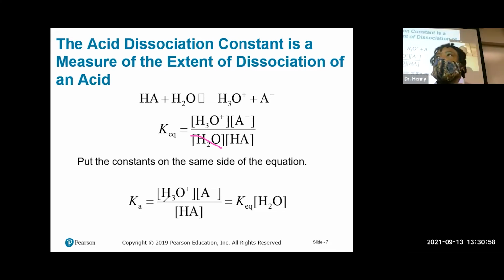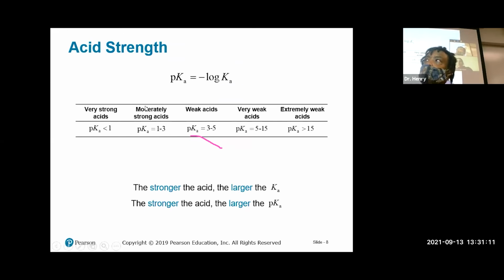Right? So when we talk about the log of it, now we're taking the minus log. So minus log, our pKa, right? If it's less than 1, that means it's a strong acid. That basically means that our Ka is really big, and the minus makes it a really small value. It's going to be less than 1, right?